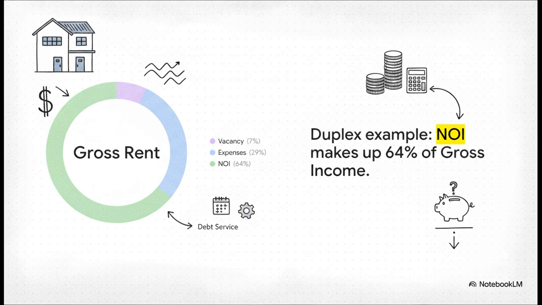Let's ground this abstract math with a real-world example, just to see how it works. Imagine a duplex, where each unit rents for $1,400 a month. That's $33,600 a year in gross income. After we subtract our 7% vacancy allowance and standard operating expenses like management and maintenance, we're left with a net operating income of $21,448. Now let's say our estimated annual debt service on the loan is $17,500. We simply take that NOI of $21,448 and divide it by the debt service of $17,500.